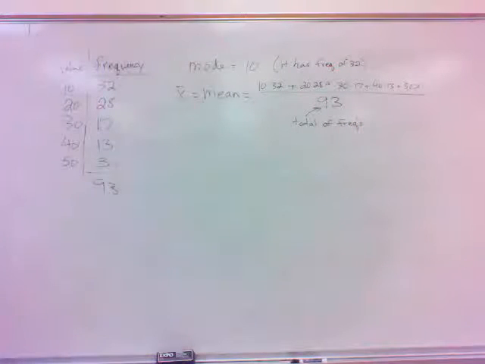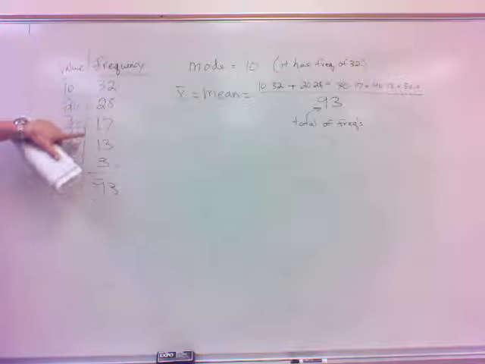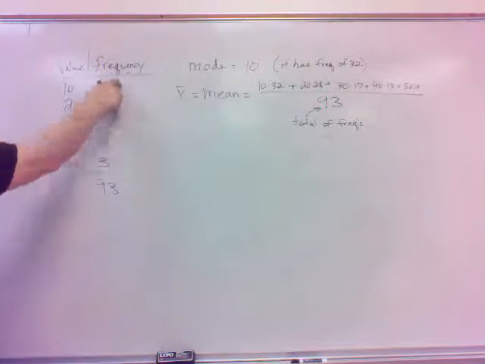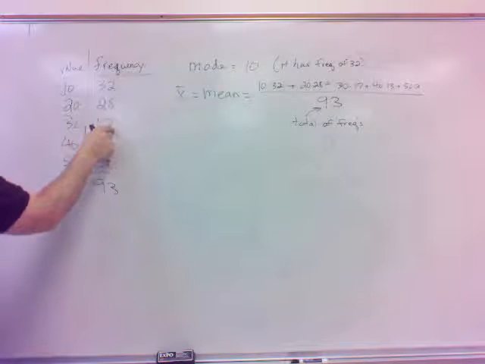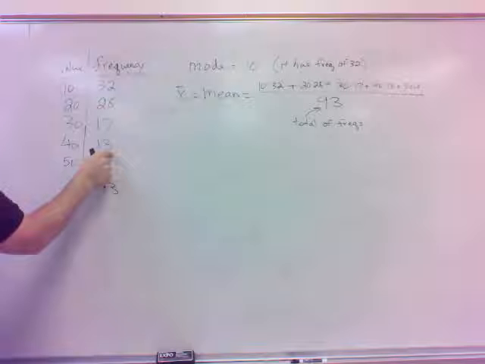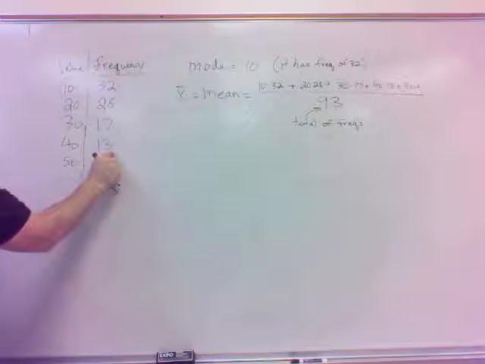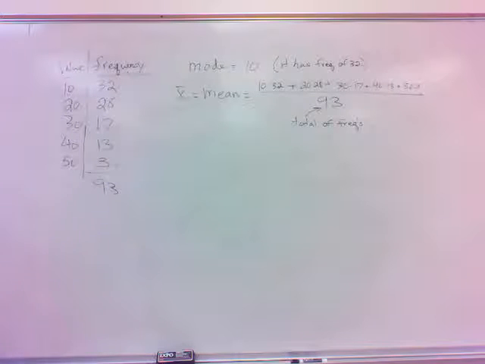Did I do that right? 103? Let me add them again. 60, 77, and 13 is 93. 93. I believe so. 77, not 37. Okay. All right.